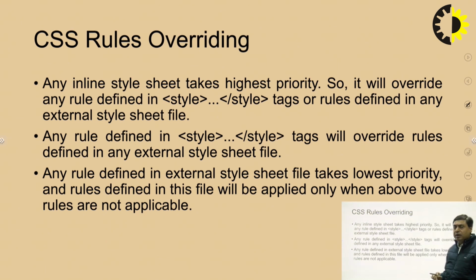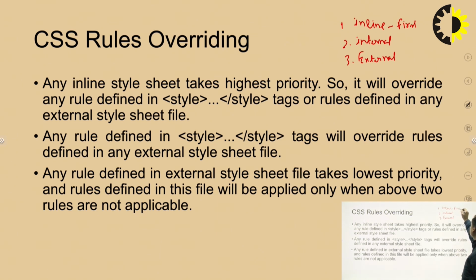Next important part: we have three different types of CSS. One is inline, second is internal, and third is external. So there are three different types of CSS. If you look at the priority of applying the CSS in these three types, this one is the first priority, this is the second priority, and this is the third priority.